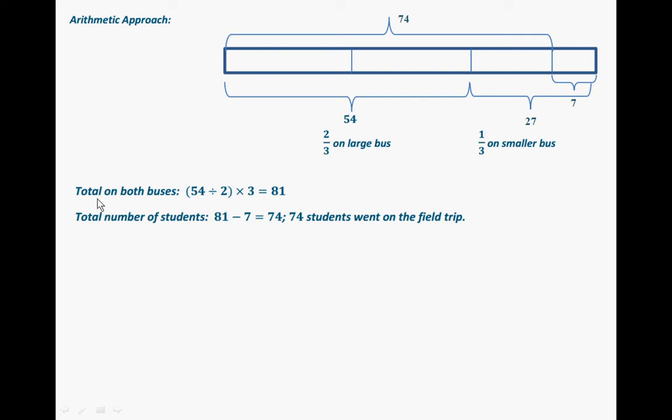So the total on both buses is 54 divided by 2, and then multiplied by 3 because we have 3 bars here. So the total is 81, minus 7 is equal to 74. So 74 students went on this field trip. Because again, if we have 2/3 that rode the large bus and 1/3 on the smaller bus, that means that we have 81 total people, but 7 of them are adults, so that means the leftover is 74.